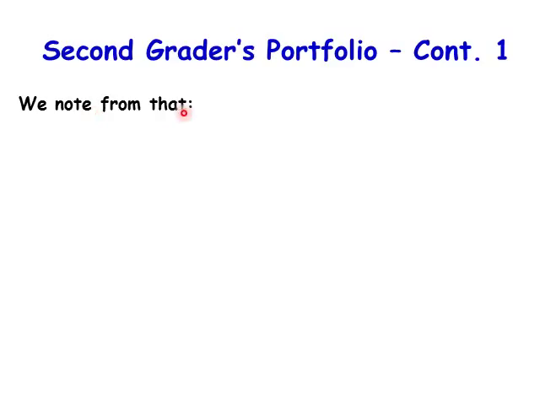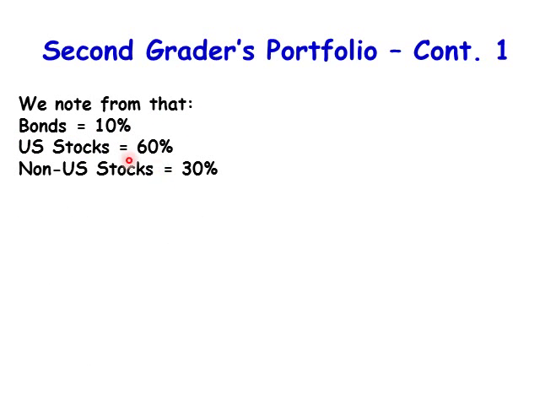We note from the portfolio that bonds are 10%. That's the income portion of the portfolio. U.S. stocks are 60%, so domestic allocation is 60%, and international allocation is 30%. From that we know U.S. is 60%, non-U.S. is 30%. The ratio of U.S. to non-U.S. is 2 to 1, so allocation to U.S. is twice as much as allocation to non-U.S.